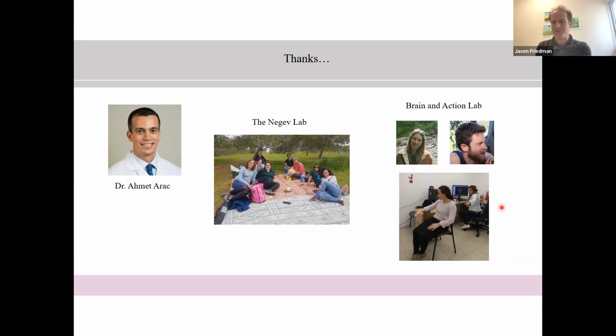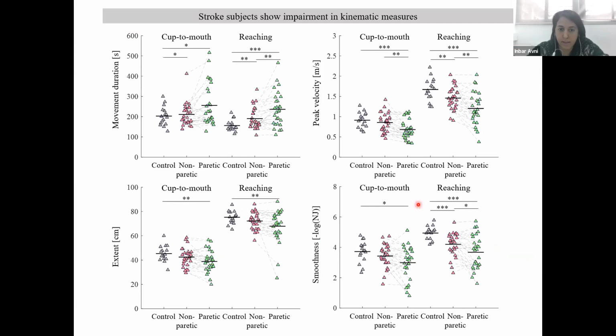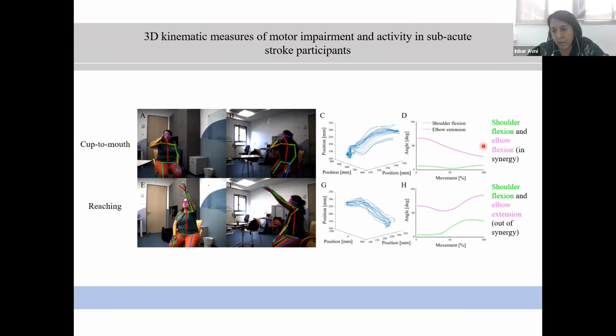I think I might have missed what the definition of the interjoint coordination measure was. If you could just go over it one more time. How we calculated it? Just using a Pearson correlation. We took the angles of the shoulder flexion and elbow extension, and we ran just a Pearson correlation on these two signals. So this is like a basic measure of coordination we chose.